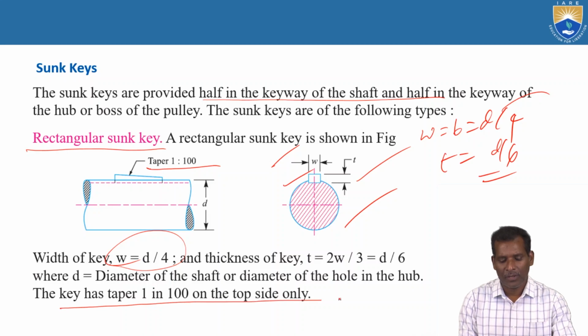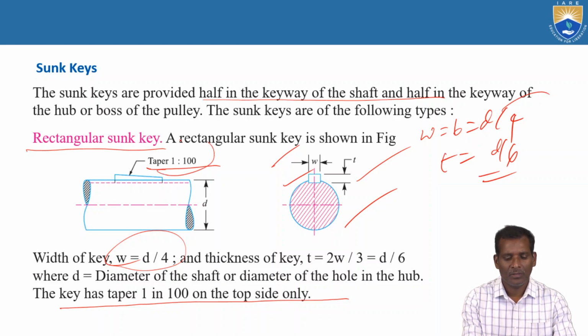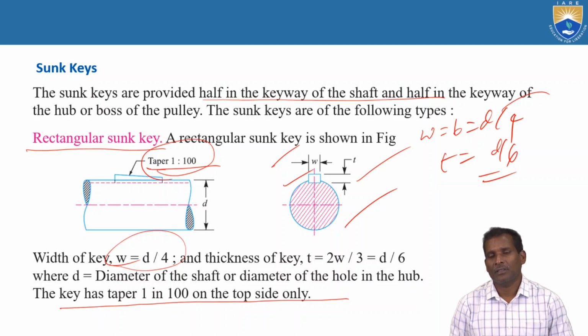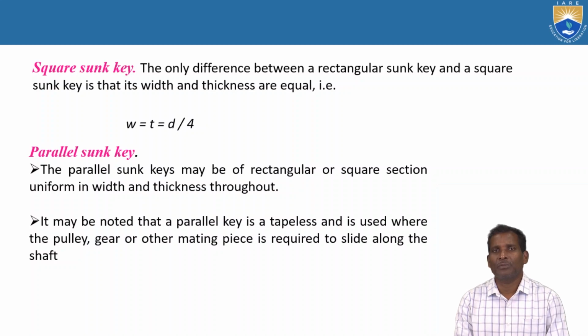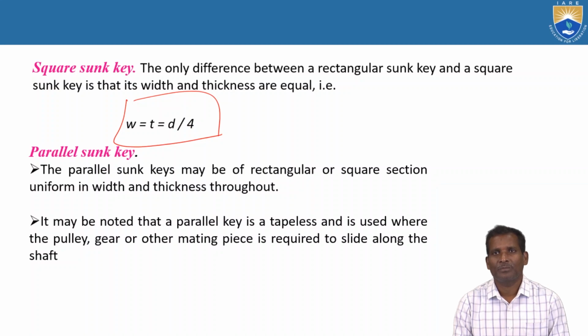The key has a taper of 1 in 100 on the top side. Here the taper is shown. These types of keys are called sunk keys. Another cross section is the square sunk key. The only difference is the cross section. In the previous one the shape of the key is rectangular, and here the shape of the key is square, so the dimensions are different. In this case, the width and thickness are both d by 4, equal. But in the rectangular case they are different: width is d by 4 and thickness is d by 6.